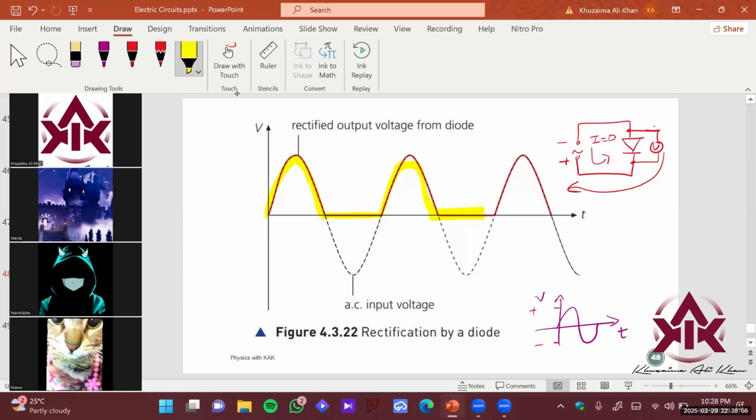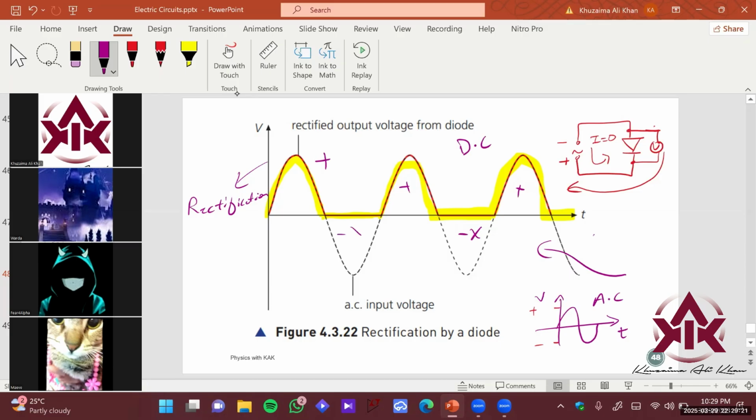So this particular operation of the diode is called rectification. You can see that the input was AC and the output is now only DC. DC means it only allows the current to pass through in only one direction. You can see that the overall voltage is only in the positive direction. There is no negative output over here. That is, you're converting AC voltage to DC voltage, and this phenomenon is called rectification. So these are used widely in inverters.